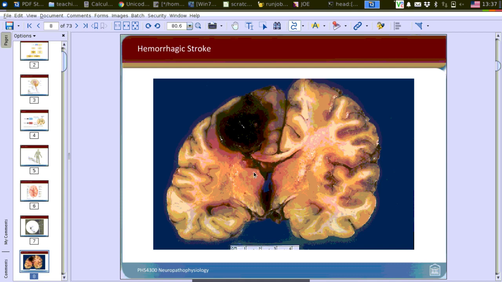This is actually a patient who died after taking cocaine. So most likely the patient had a weak blood vessel, and after taking cocaine, which is a very strong stimulant, your blood pressure would rise very high. And so the high pressures most likely burst the aneurysm, and the blood went into the brain tissue, or the parenchyma.